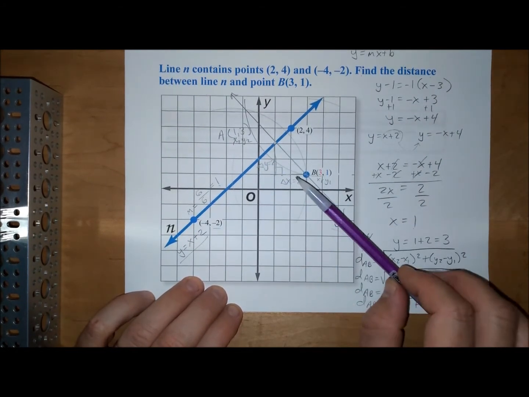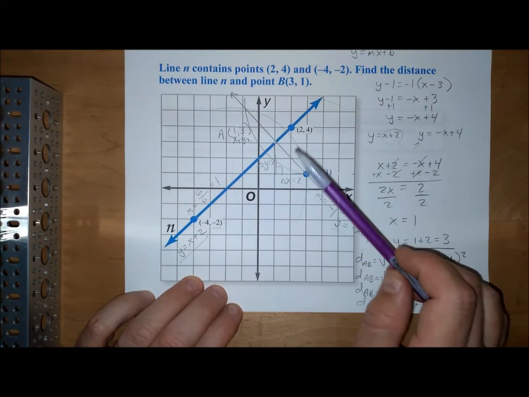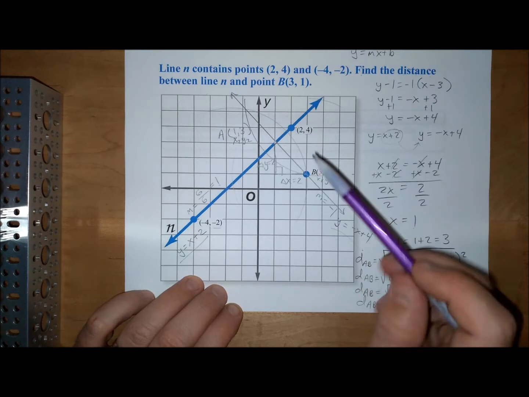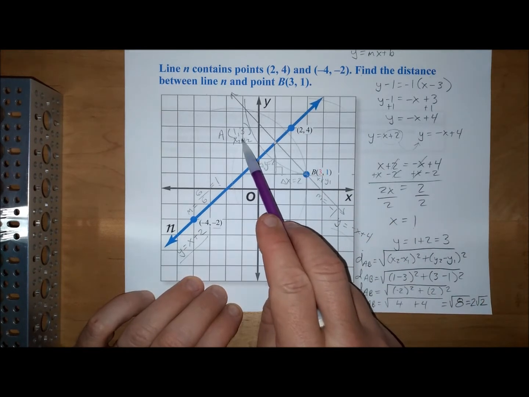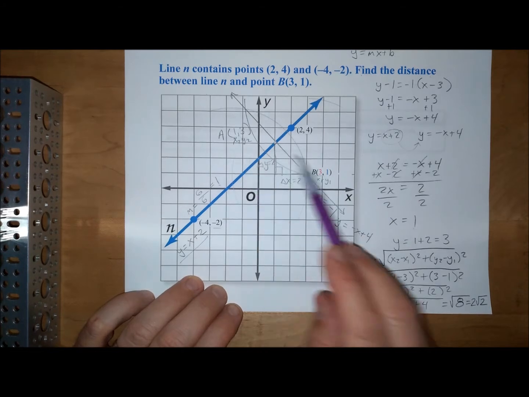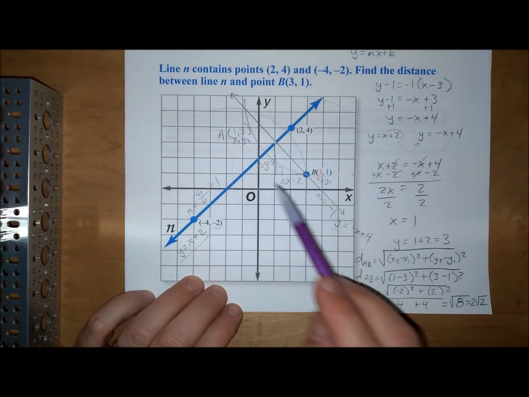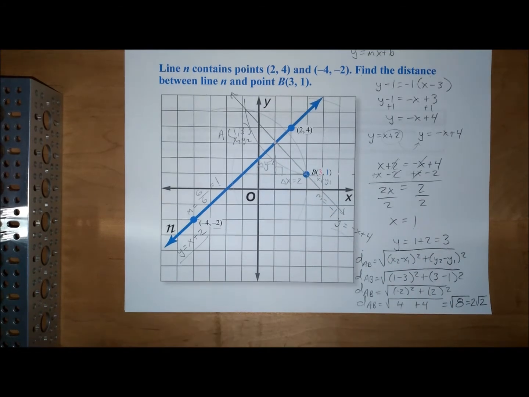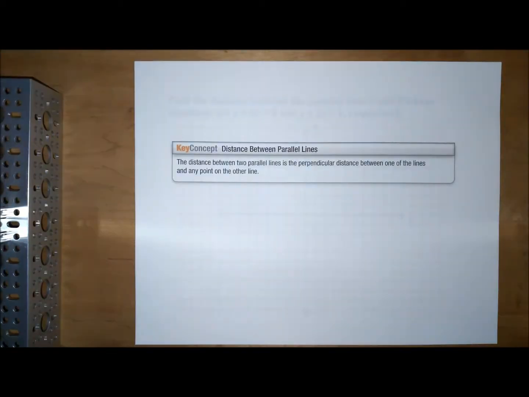Then we've got to figure out what would be the coordinates of the point where that perpendicular line intersects our line. And then once we have those coordinates and we have the point that we're interested in, we can go back and use the distance formula, and that will tell us the distance from that point to that line. Good.